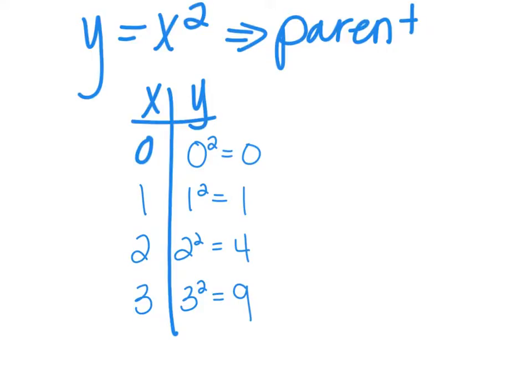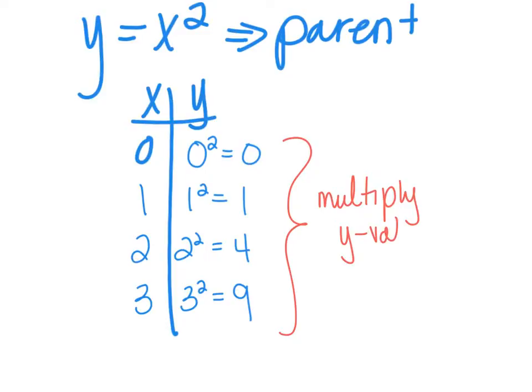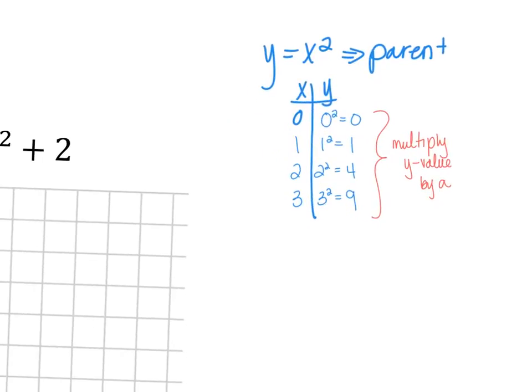And now the only way we're going to manipulate this is you're going to multiply. So you're going to multiply your y values by whatever your a value is. So if a is 3, then you multiply everything by 3. If your a is 2 or -2, you multiply only your y values by -2.